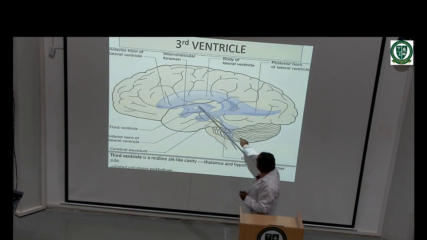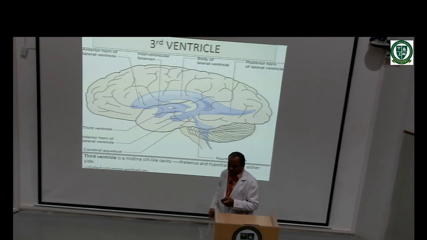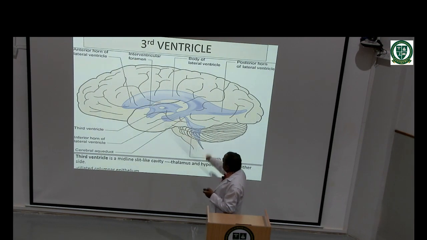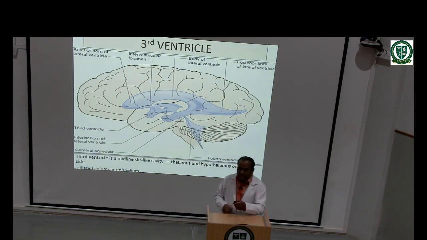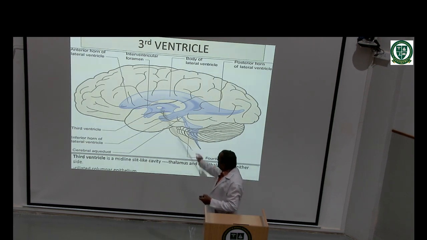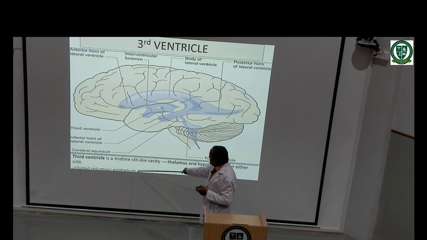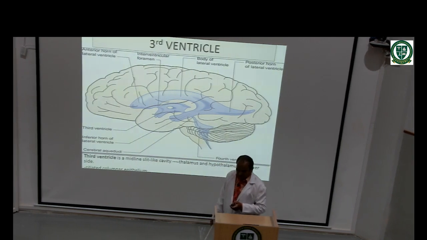It is a slit-like cavity. It is a narrow slit, unlike lateral and fourth ventricle, and it is lined by the ciliated columnar epithelium. That is nothing but the ependyma. The lining epithelium of the ventricles and central canal of the spinal cord is called ependyma. So the epithelium is ciliated columnar epithelium.